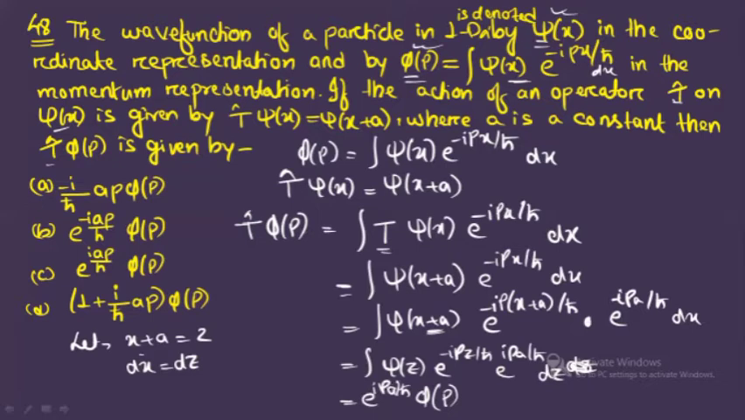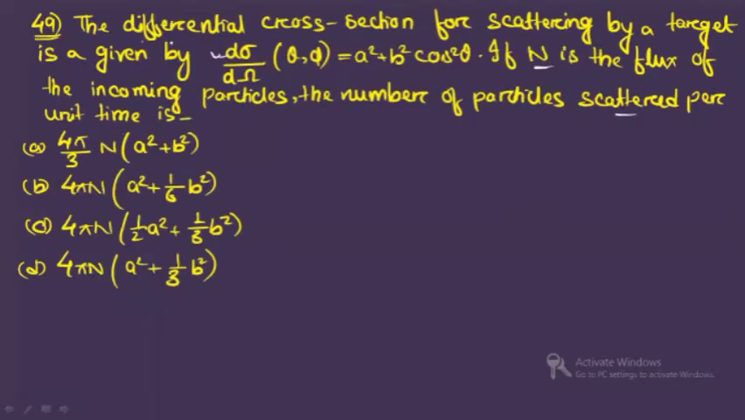You will have e to the power iPA by h cut phi p. So the correct option will be what? E to the power iPA by h cut phi p. The correct option is option C. Remember that B and C, these options are same. This is the negative one, this is the positive one. So you have to see for the positive one. Clear?